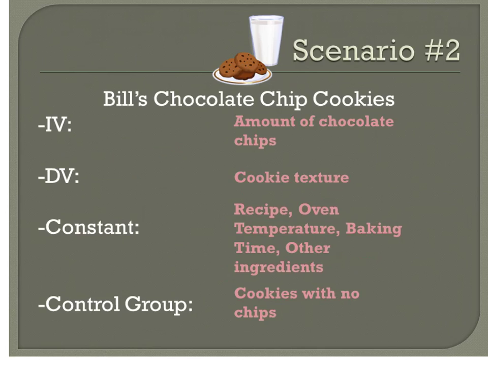So everything else is what you need to keep constant. You need to keep the recipe constant. Everything involving the recipe, like oven temperature, baking time, whatever other ingredients are necessary to make these cookies, all of that needs to stay the same. The only thing that changes is the amount of chocolate chips that Bill adds. A control group, it's always a good reason to make more cookies. So a control group might be cookies with no chips at all. So he can compare how crunchy those chocolate chips make the cookies as he adds more to them.